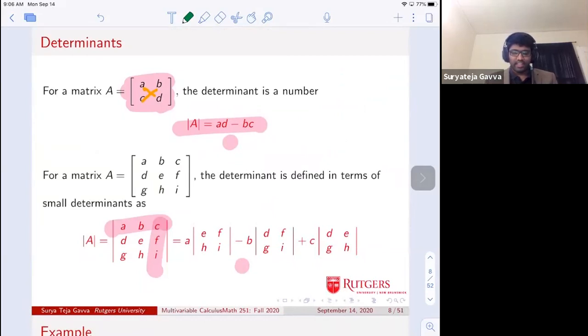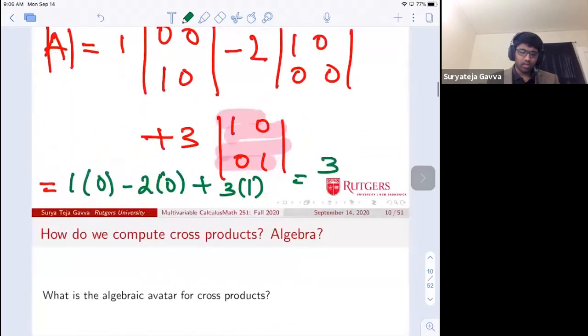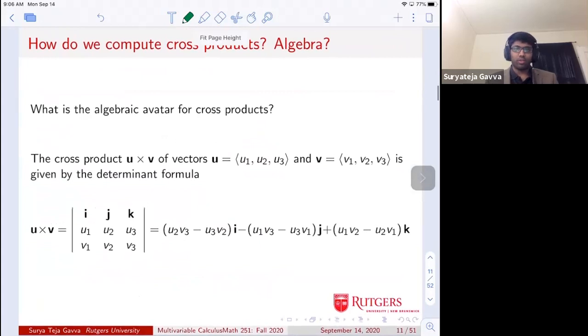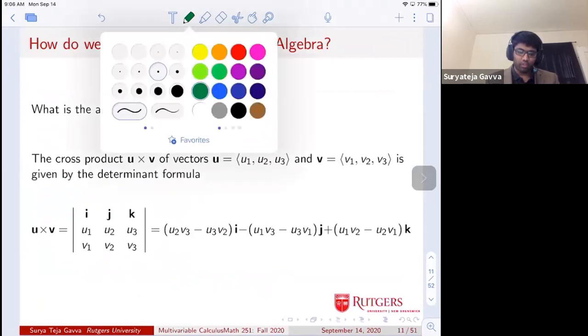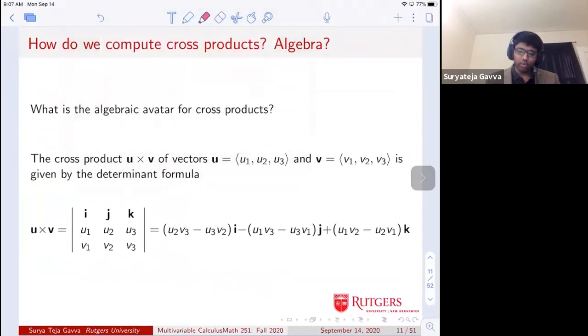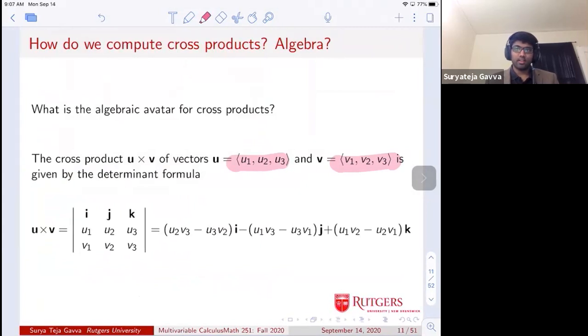The formula is called the Laplace expansion. You compute a bigger determinant in terms of smaller determinants, a 3 by 3 determinant in terms of 2 by 2 determinants. Again, why do I care about determinants now? It's because I know how to compute the cross product if I know the angle between the vectors, but I want a formula for the cross product. So U is U1, U2, U3, V is V1, V2, V3, and we want to know what the cross product is.